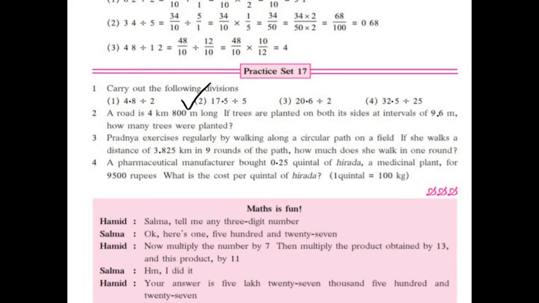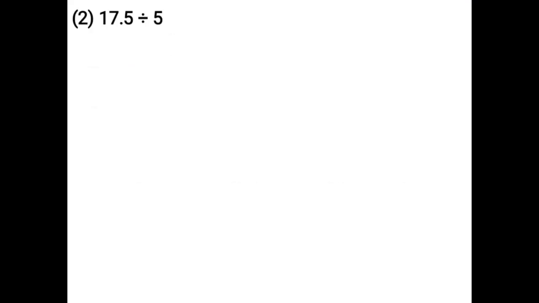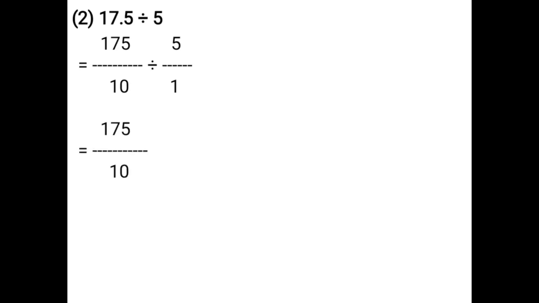Next, 17.5 divided by 5. Decimal fraction 17.5 you have to convert into common fraction, that is equal to 17.5 becomes 175 upon 10 divided by, if single number 5 is there, you have to take denominator 1, that is 5 upon 1. That is equal to first fraction 175 upon 10, write as it is. Division will turn into multiplication. 5 upon 1 becomes 1 upon 5. Then you have to divide 175 by 5.